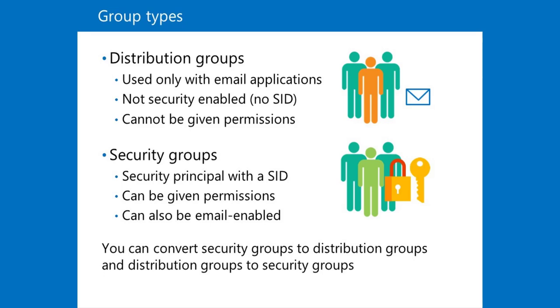You can convert a security group to a distribution group at any time. When you do this, the group type attribute changes. A security group that you have converted to a distribution group therefore loses all permissions assigned to it, even though the ACL still contains the SID. If you convert a distribution group to a security group, the reverse occurs: the group type attribute changes, and you can now assign permissions to resources to the group.